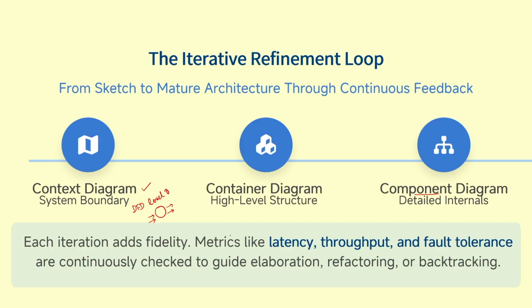So, apart from just sketches, we are now going deeper and identifying how exactly the system is going to work. Okay. So, each and every level is going to add some information, adds fidelity, and you can also specify some metrics like latency, throughput and fault tolerance, and that has to be continuously checked to guide the elaboration, refactoring and backtracking.